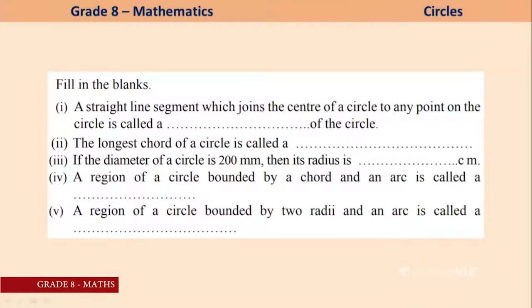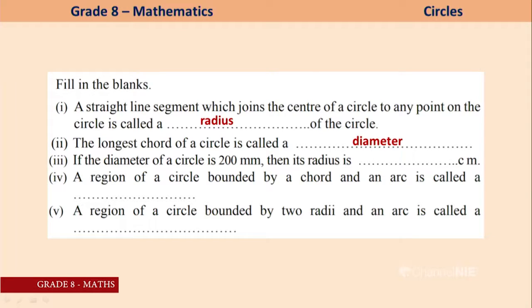A straight line segment which joins the center of a circle to any point on the circle is called a blank of the circle. Think about the answer. A straight line segment which joins the center of the circle to any point. Yes. This is the radius of the circle. Second one. The longest chord of the circle is called what? You learnt in that lesson. Yes, the answer should be diameter.